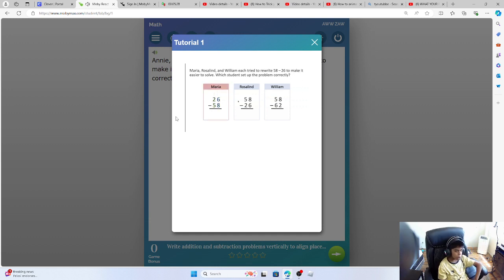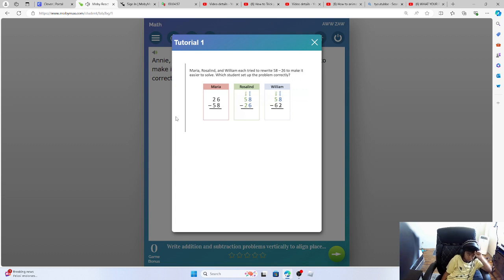How about Rosalind? 58 has 5 tens and 8 ones, so that's correct. And 26 has 2 tens and 6 ones, so that's also correct. She put 58 on the top because it's the larger number, so Rosalind set this up correctly. Let's take a quick peek at William's just to make sure we didn't miss anything. 58 has 5 tens and 8 ones, so we're good so far. But we're trying to subtract 26. 26 has 2 tens and 6 ones.